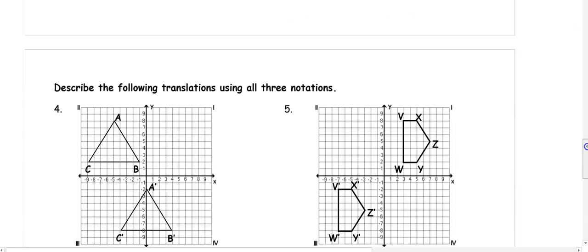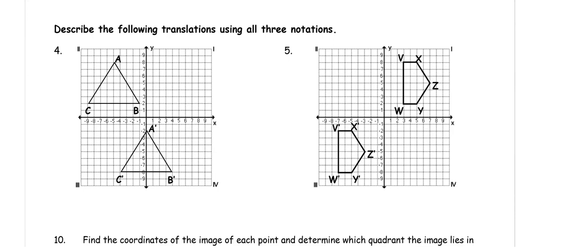So now let's work in the other direction where you're given a picture and you need to write the translation using all 3 notations. So when I'm looking for a translation, remember I'm always moving from the capital letter to the capital letter with an apostrophe. Always go to the same letter. So I'm going to pick, let's go from A to A.